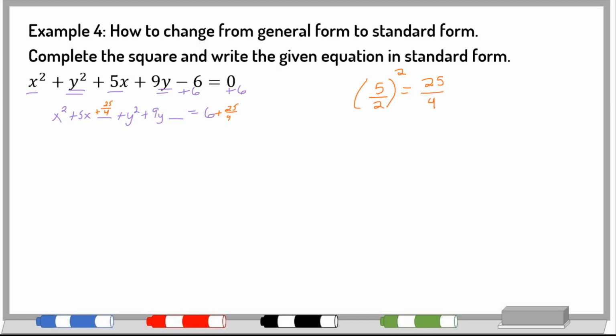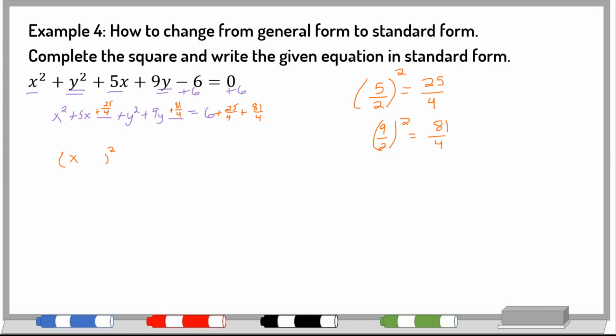But wait, there's more. We're going to do that to the 9 as well. So we have 9 halves that we are going to square and get 81/4. So I'm going to add 81/4 to both sides. And then I'm going to write this as being in its factored form.